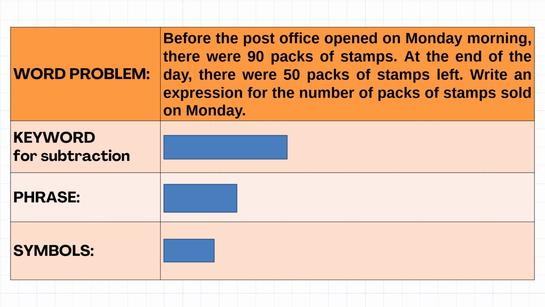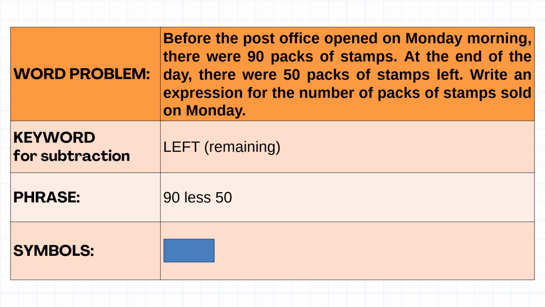To understand the problem, we first identify the keyword for subtraction. And the keyword is left. This keyword can be found in the second sentence in the problem. At the end of the day, there were 50 packs of stamps left. When we say left, it means remaining. And then, the mathematical phrase that can be extracted from the problem is 90 less 50.